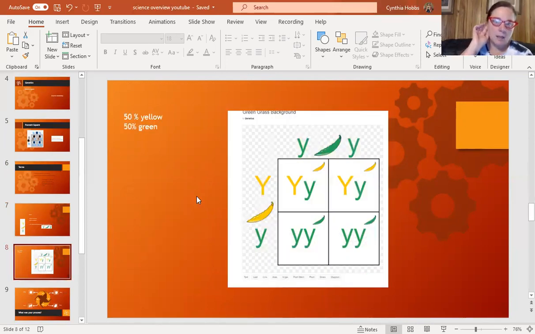We have on the first square, capital Y, lowercase y, capital Y, lowercase y. On the bottom square, we have lowercase y, lowercase y, lowercase y. So we have a 50% chance of having green, and a 50% chance of having yellow. Same with the blue eyes and the blue eyes. Okay, and we'll stop there.